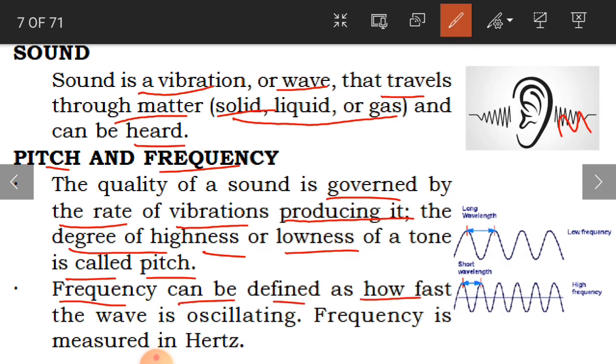And what is frequency? Frequency can be defined as how fast the wave is oscillating. Oscillating is like moving in the same rhythm, backward or frontward, just like vibrating. Like how fast the wave is moving front and back, as you can see here. The frequency of sound is measured in hertz.